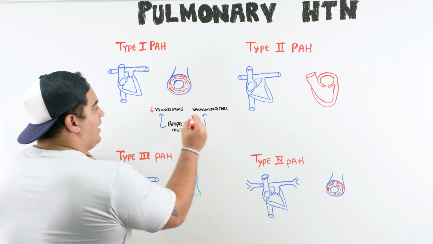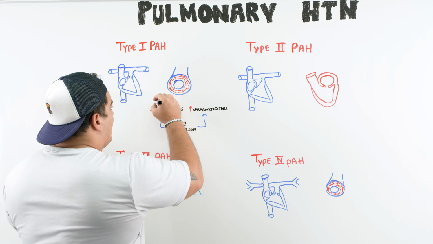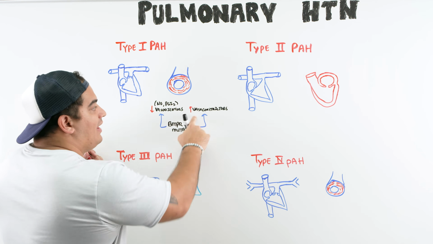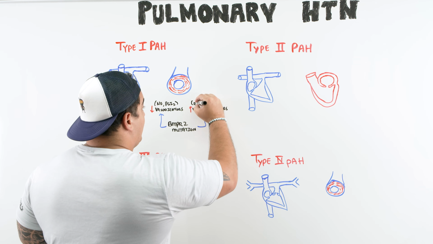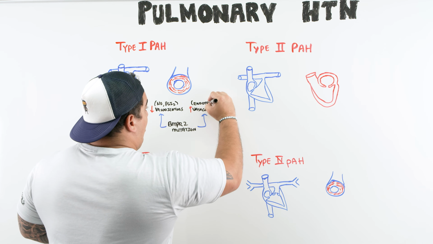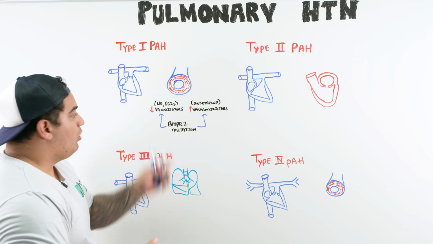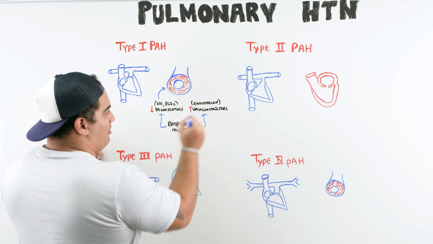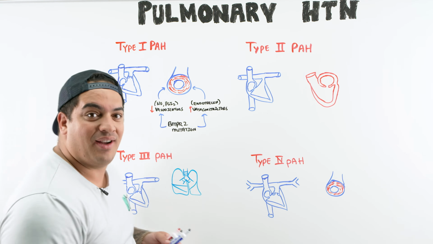If I decrease my vasodilators, what would be some of those particular chemicals? Nitric oxide, prostacyclin would be another one, and then the vasoconstrictors would be things like endothelin. This is a very potent vasoconstrictor. Now, if I cause this type of imbalance, what do you think is going to happen? The end result is obviously less vasodilation of the pulmonary vessels and more vasoconstriction. So these vessels will constrict like a son of a gun.